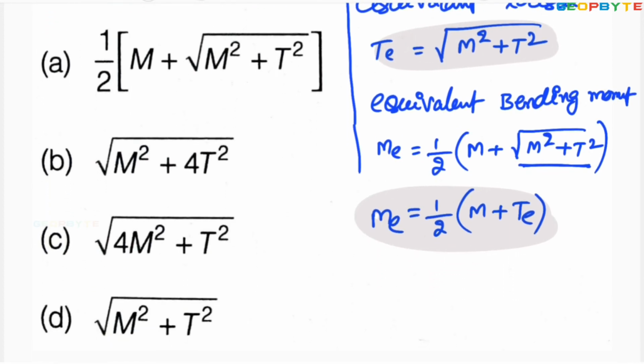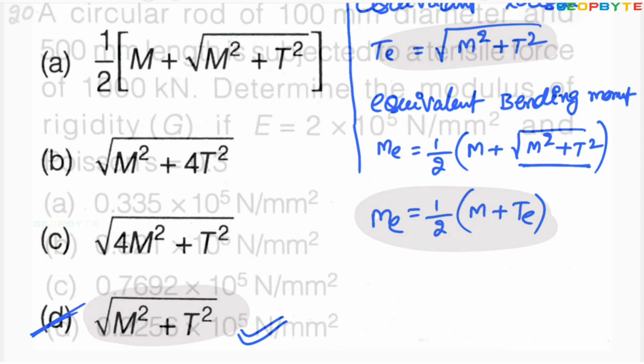Look at the options. Look at option D, root over M square plus T square. Therefore option D is absolutely correct. I hope you got my point. Let us take one more problem.